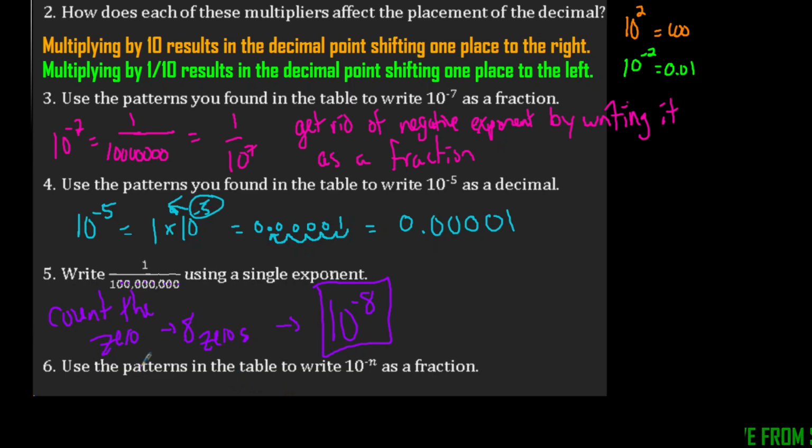And lastly, it says use the patterns in the table to write 10 to the negative n as a fraction. So just saying, what happens when you have the general form. So it's saying 10 to the negative n is the same as 1 over 10 to the power of n. So to get rid of that negative exponent, you shift it to the bottom.